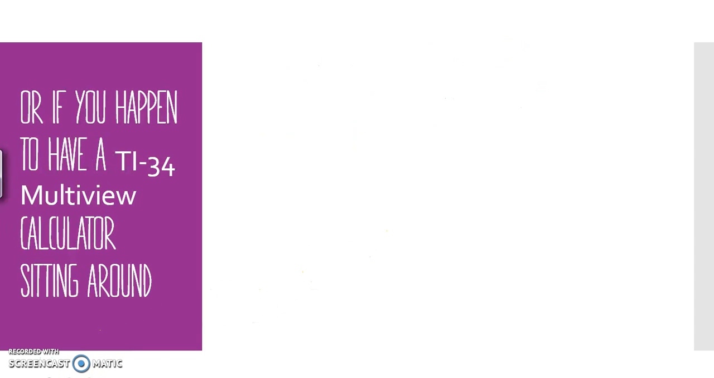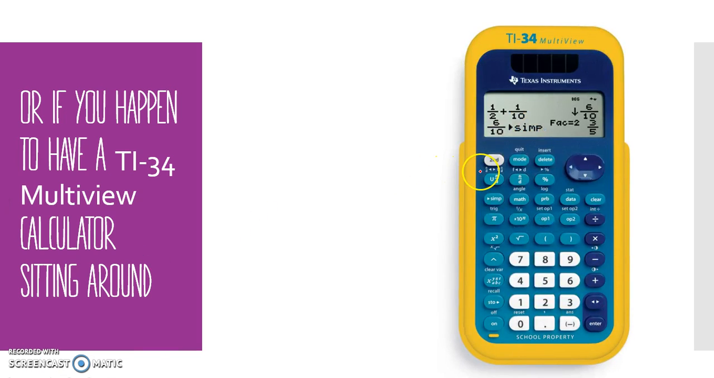Okay, or if you happen to have a TI-34 MultiView calculator sitting around, like I do, then you just click, okay, so you're going to put in your decimal. I can't use this because it's not an actual TI-34 MultiView calculator, but if you have one of those, you're just going to put in your decimal point, then click that, do your exponent, equal, and you're going to have it. But anyways, you probably don't have a TI-34 MultiView calculator, but if you do, good for you.